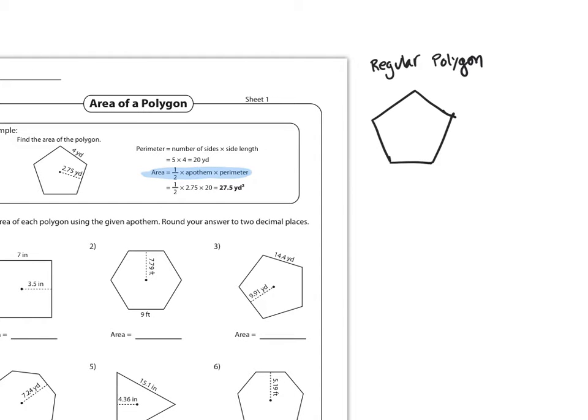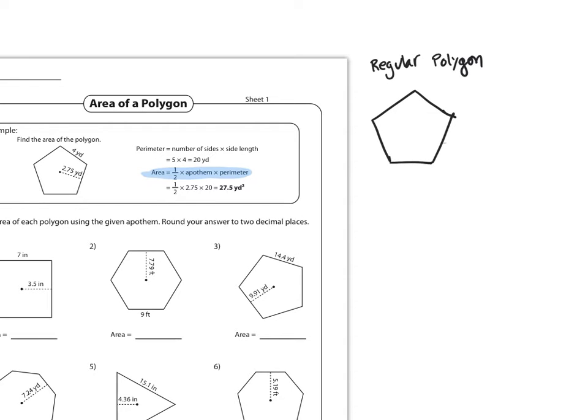Let's take a closer look really quick at some of the vocabulary in that formula. First, what's a regular polygon? Well, a regular polygon is a closed, straight-sided figure in which all of the sides have the same length. Another important and cool fact is that all of the angles have the same measure. That's what makes it regular. So now we know what a regular polygon is.